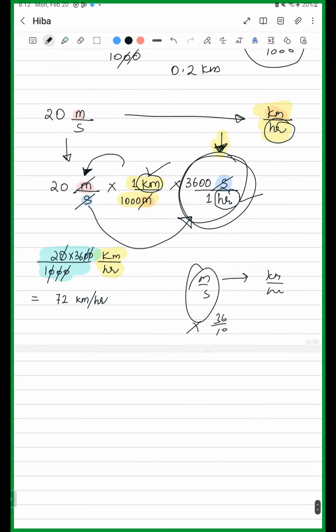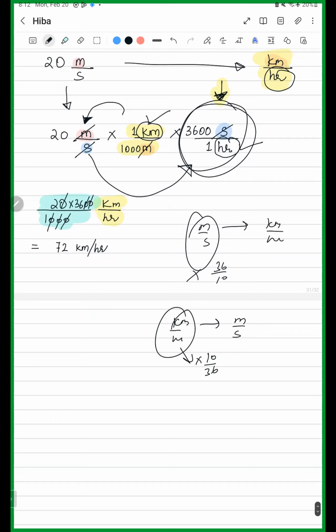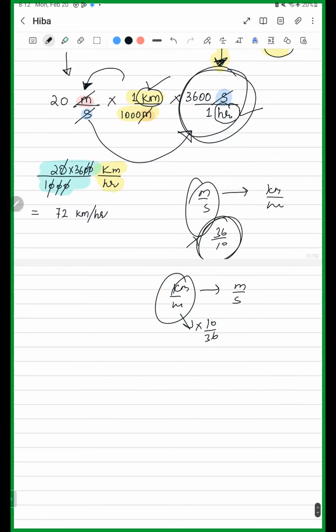If we have to convert kilometers per hour to meters per second, we have to multiply whatever is in this number by 10 by 36. Now the problem with this is, number 1, you're not understanding why you are doing this multiplication in the first place. Number 2, there is confusion whether I had to multiply by 10 by 36 or 36 by 10. So it's better to stay away from shortcuts unless and until you're very very confident in them.